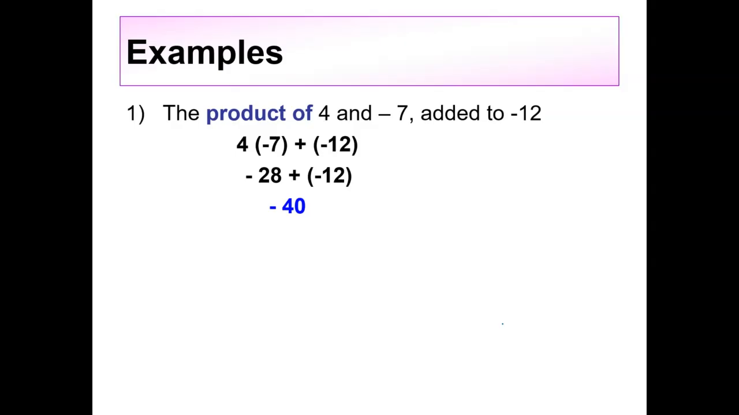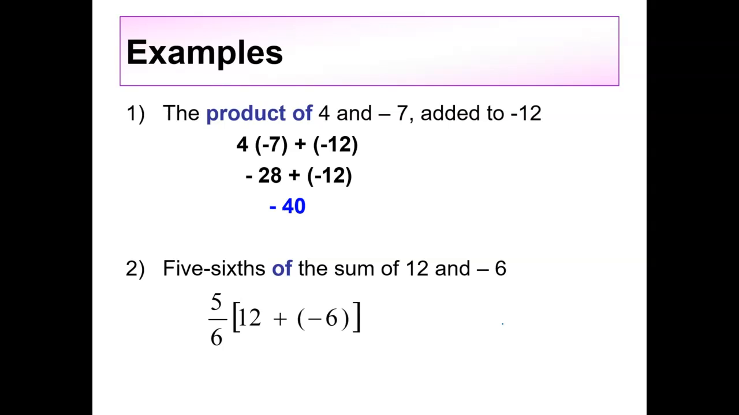Let's try another one. 5/6 of the sum of 12 and negative 6. So you're multiplying 5 over 6 by the sum, which is 12 plus negative 6. In this case, I'll take care of the parentheses first. So I'm going to write the 5 over 6 as is. And 12 plus negative 6 will give me 6 over 1.